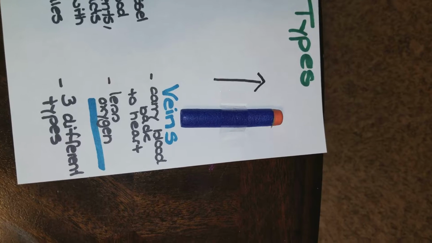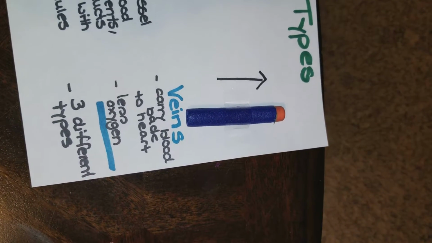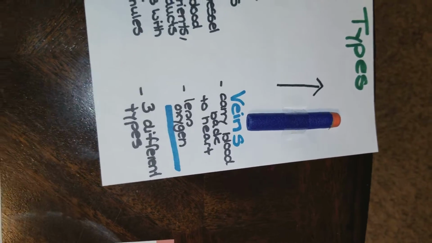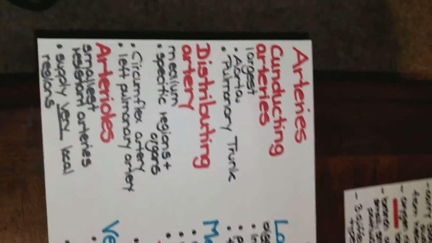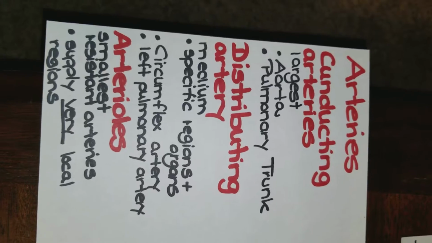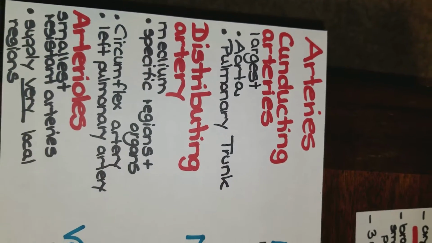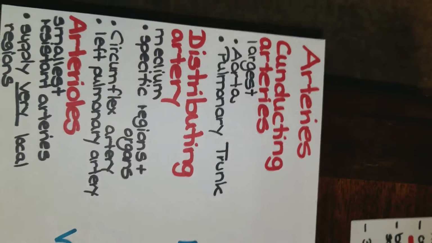And then you have the veins. They carry the blood back to the heart, and they contain less oxygen. And you have 3 different types. So what are the 3 different types? With the arteries, it's the conducting arteries. Those are the largest. As an example, you have the aorta and the pulmonary trunk.